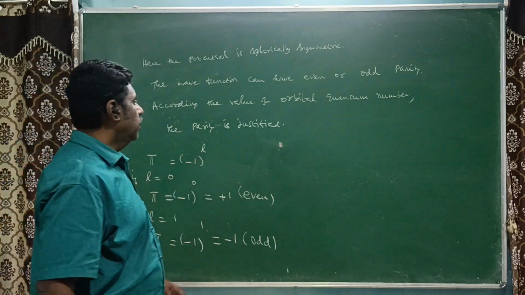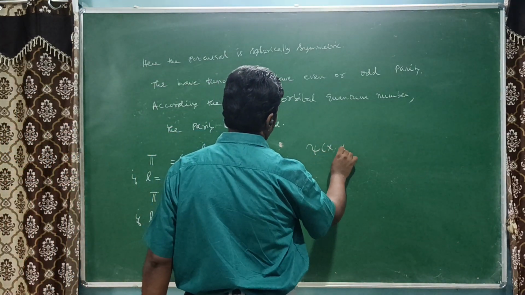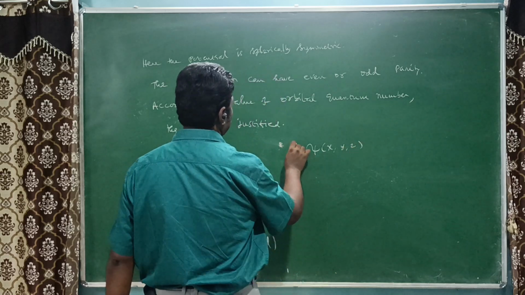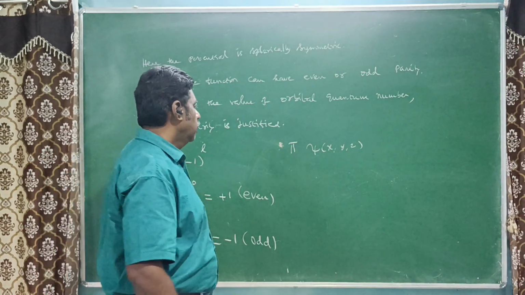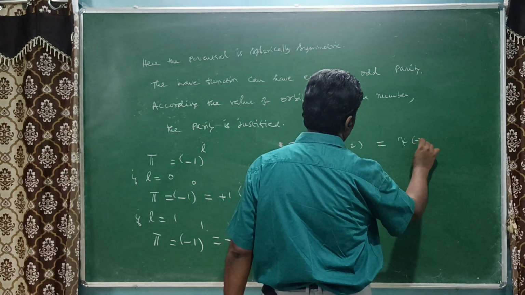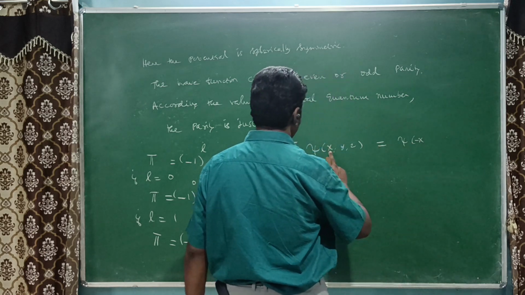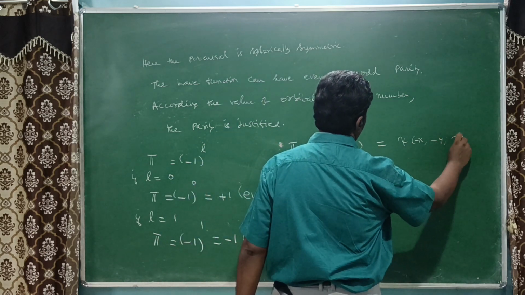To understand more about the parity operator, consider the wave function psi of x, y, z. If pi is the parity operator, then the parity operator changes the sign of the coordinates x, y, z into minus x, minus y and minus z.